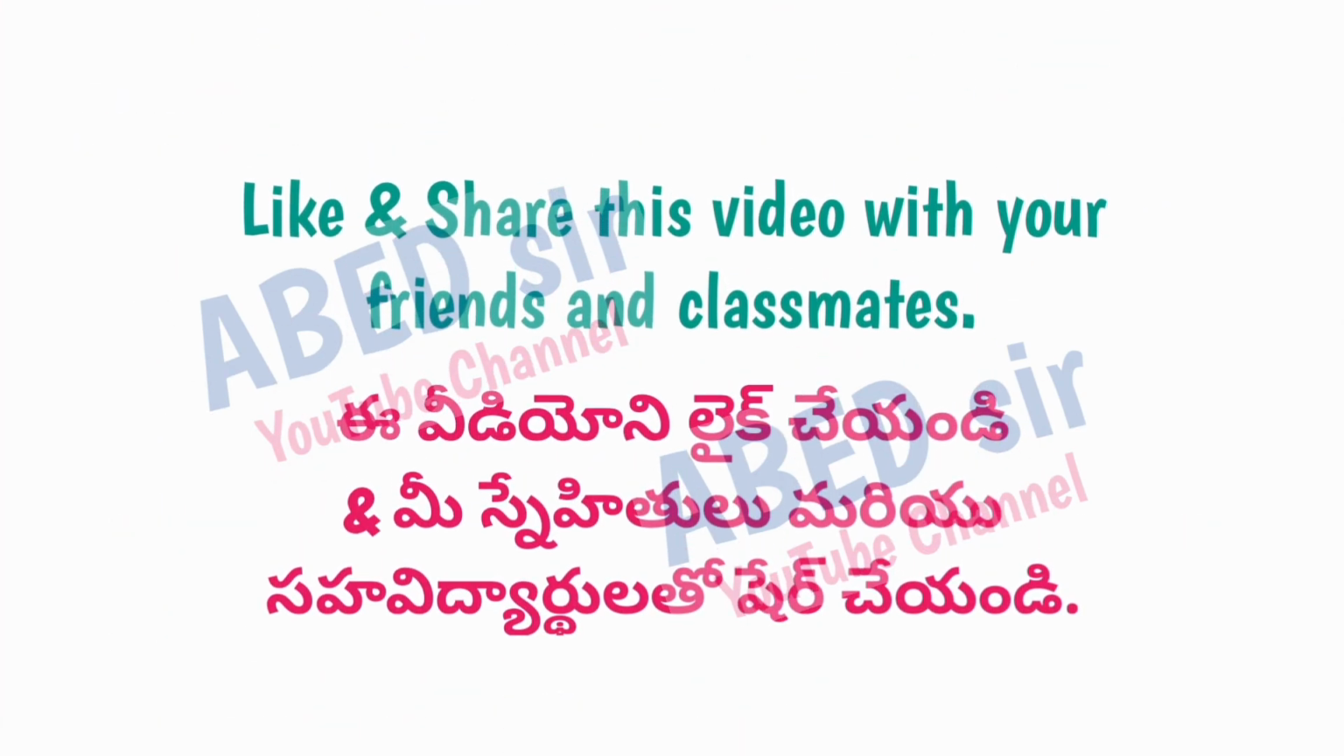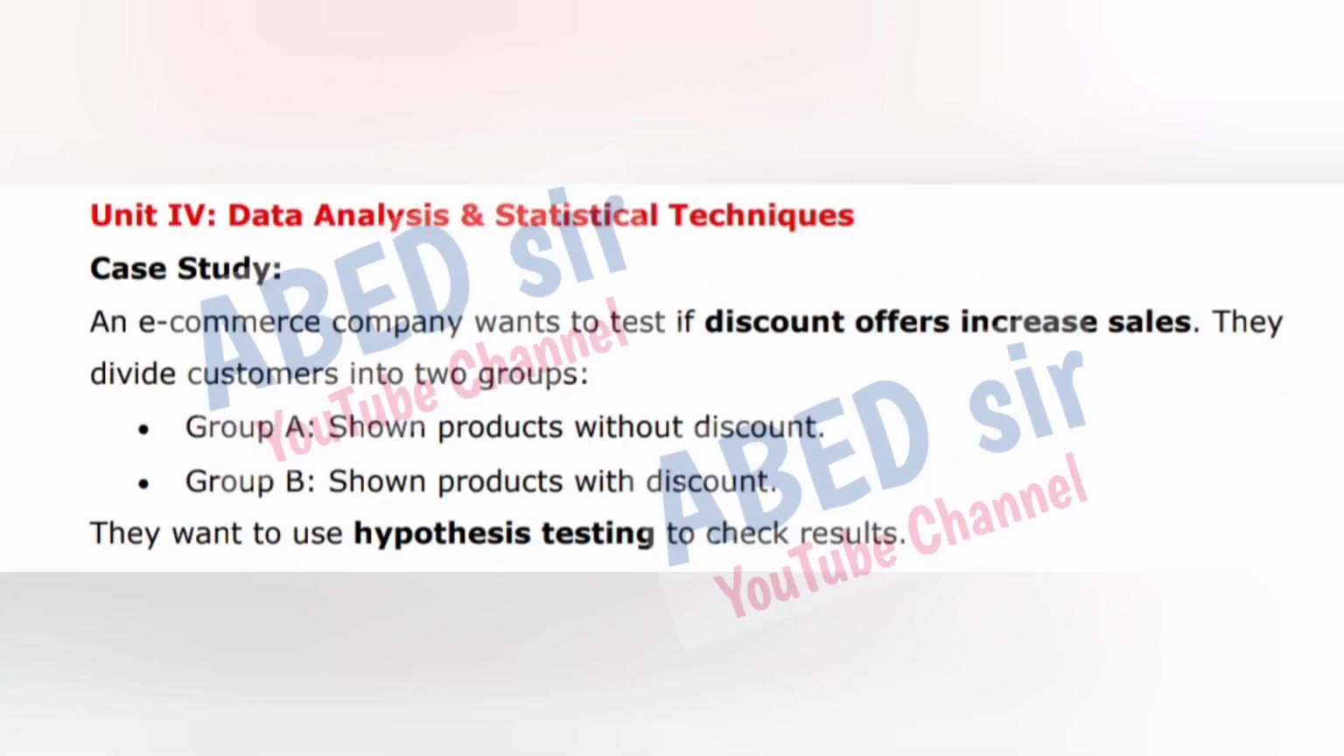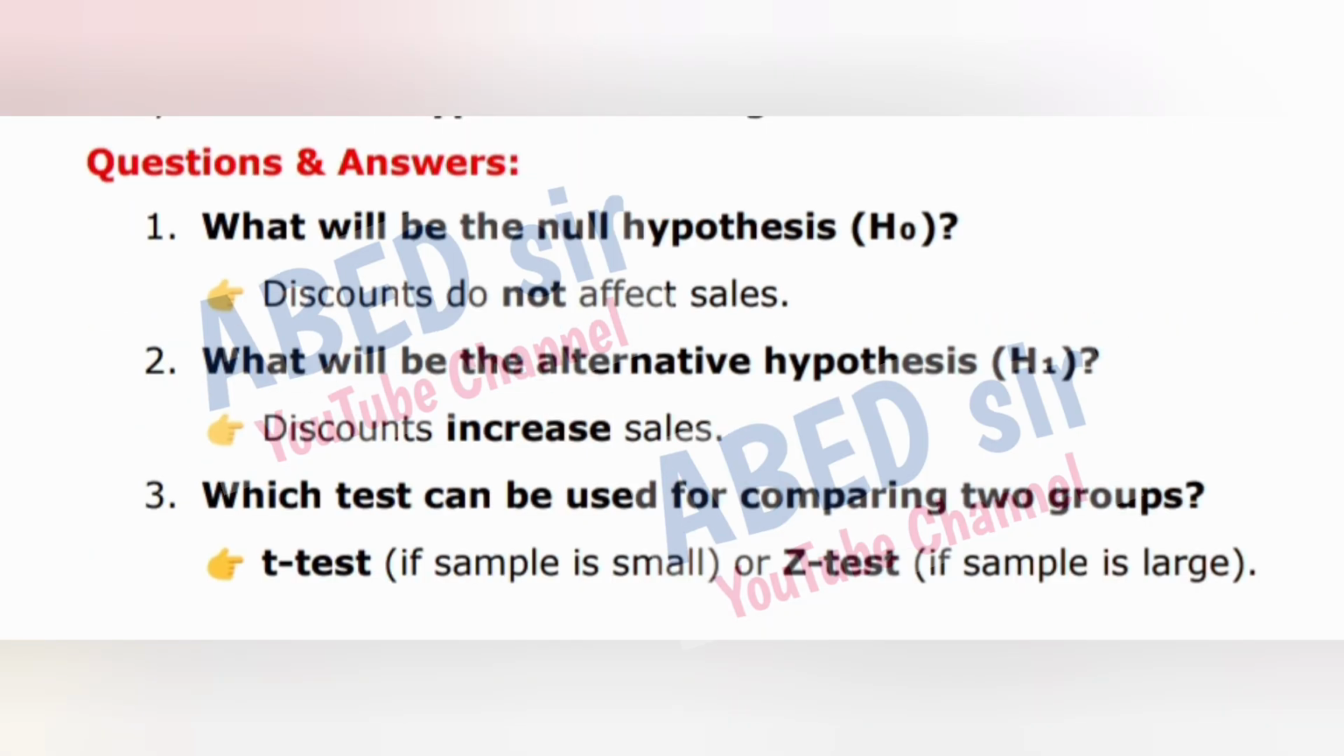Next, Unit 4, Data Analysis and Statistical Techniques. Case study. An e-commerce company wants to test if discount offers increase sales. They divide customers into two groups. Group A, shown products without discount. Group B, shown products with discount. They want to use hypothesis testing to check results. Questions and answers. 1. What will be the null hypothesis?